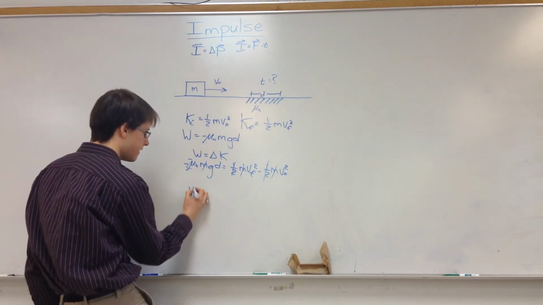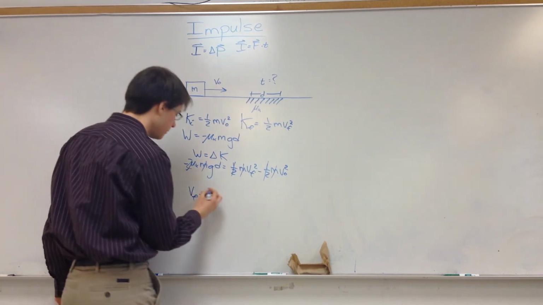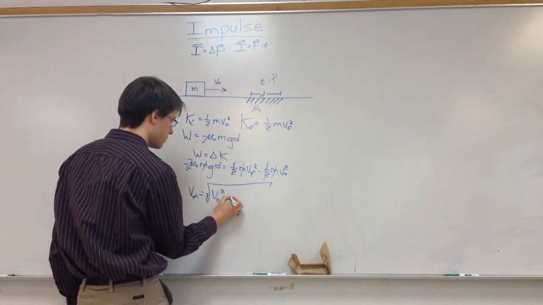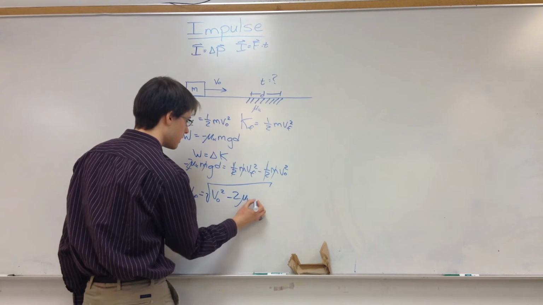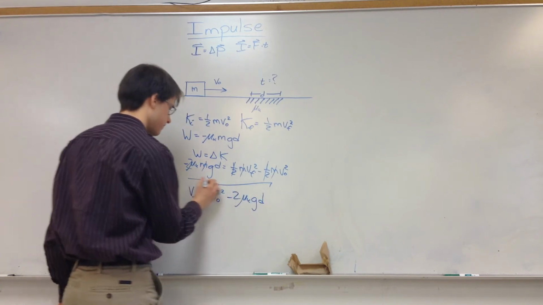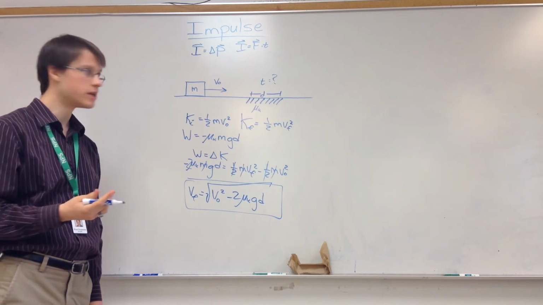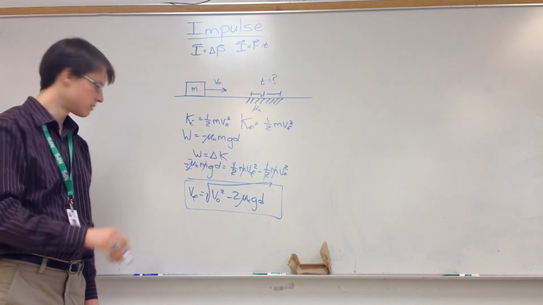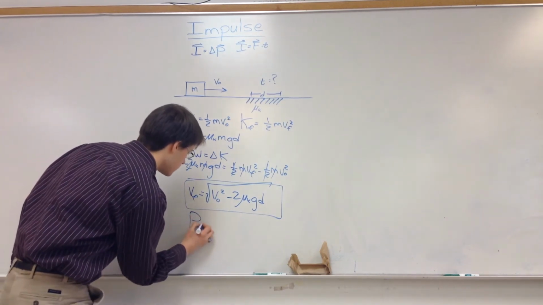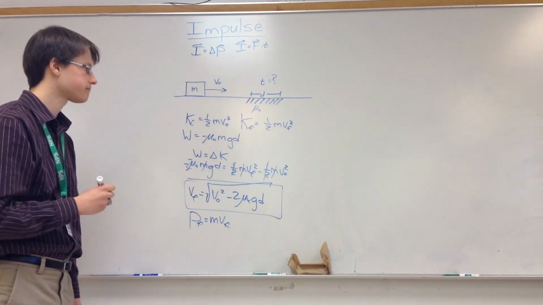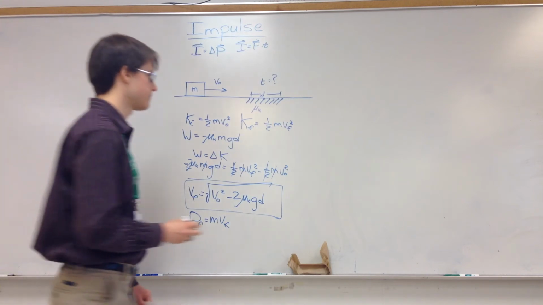And we have that, also going to take the square root, vf is equal to the square root of v naught squared minus 2 mu k g d. So this is our final velocity. So now that we have our final velocity, we know what our final momentum is going to be. Our final momentum will just be m times vf, where vf is this. So let's go ahead and solve that.